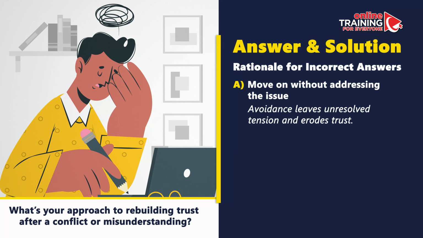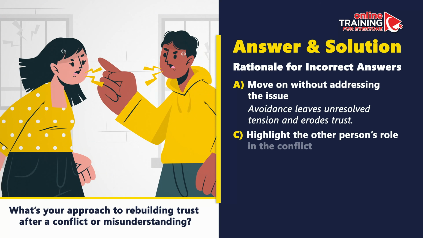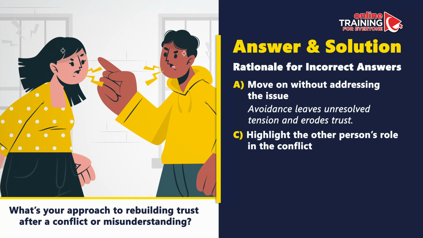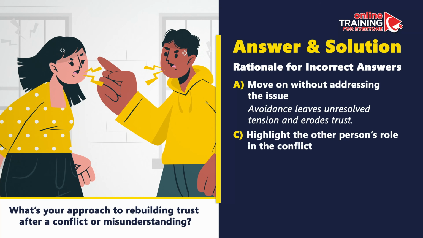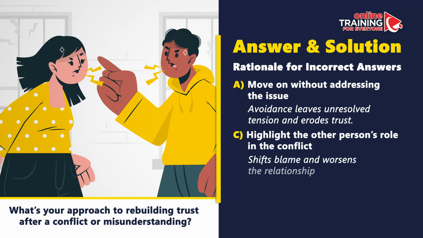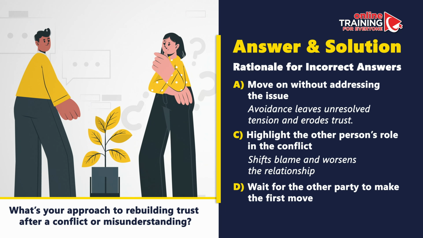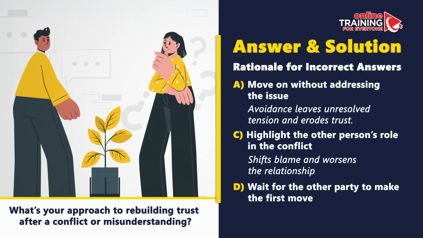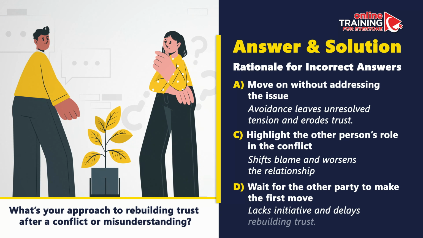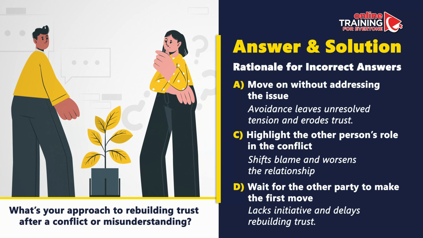Let's look at two other incorrect choices. Choice C, highlight the other person's role in the conflict. Well, without pointing fingers, this is what the majority of people do. It actually shifts the blame and worsens the relationship. Choice D, wait for the other party to make the first move, is also incorrect. This choice lacks initiative and delays rebuilding the trust.